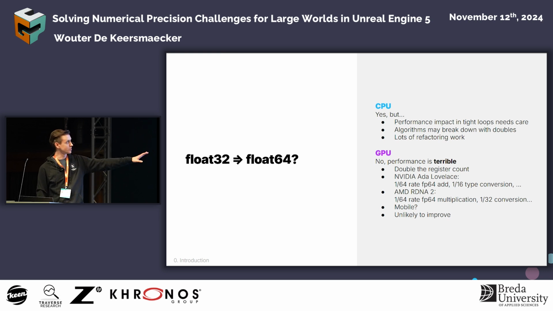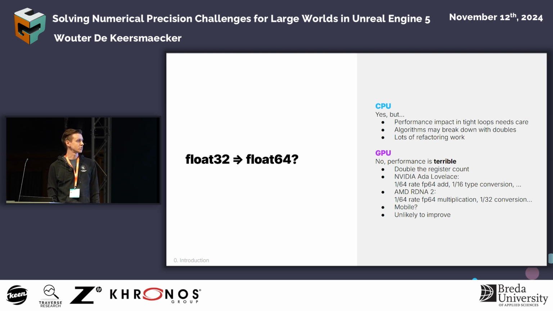But actually, CPU is not the thing that I'm here to talk about. I mean, this is about graphics, right? So I want to talk about the GPU. And there the conclusion is really no. We don't really want to use doubles on the GPU because the performance is just not there. It's just not very good. So there are the obvious things, such as you will have double the register count, which impacts occupancy. We need to be careful with that because that might just crash the performance right there.